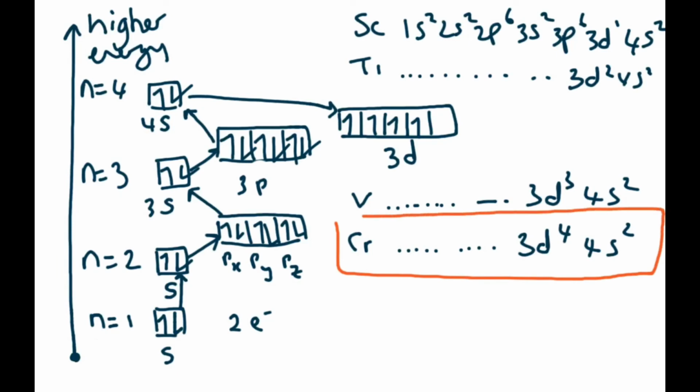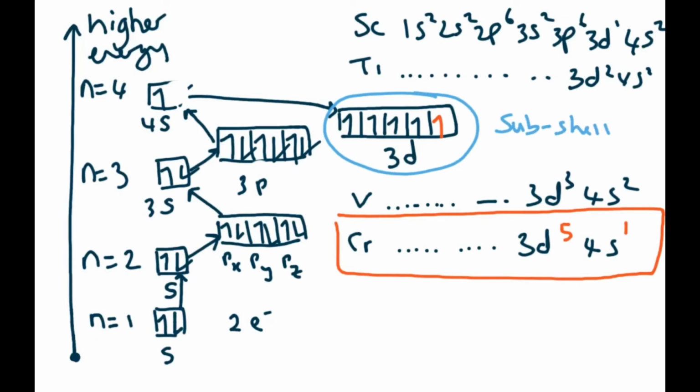It is more stable to have a half-filled subshell. So an electron comes back, and chromium is actually 3d5, 4s1. So it's not 3d4, it's actually 3d5, 4s1. Let me just quickly mention that these are called subshells, part of a shell. That's the 3d subshell, that's the 3p subshell, that's the 3s subshell.